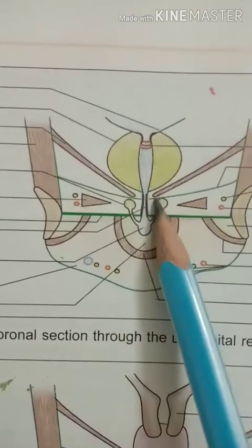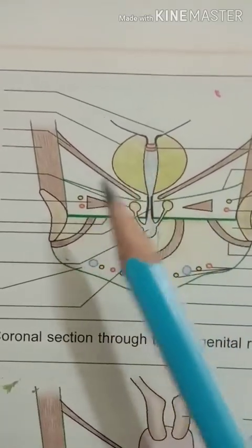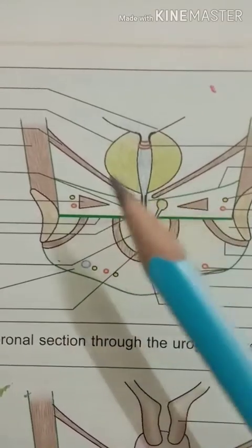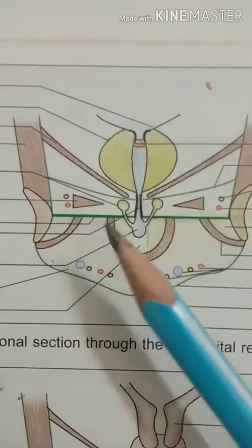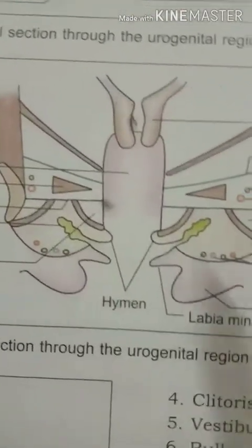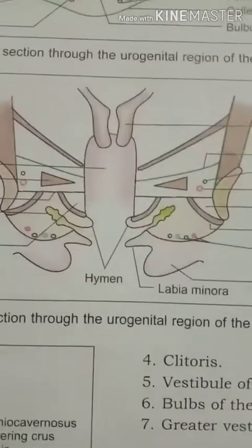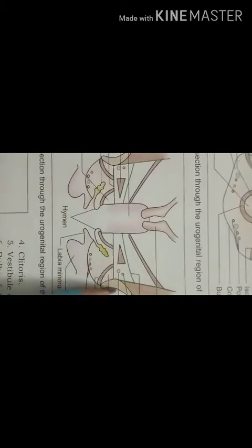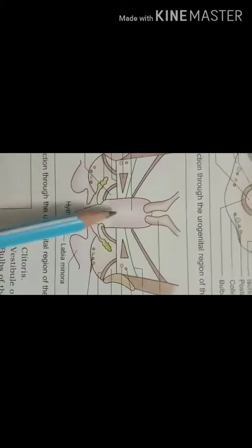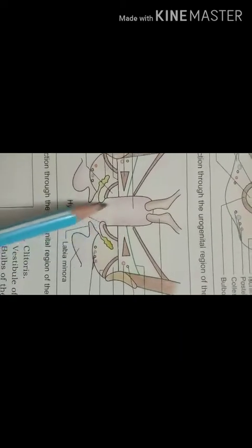So the perineal membrane is pierced by the urethra in the male and by the urethra and vagina in the female. In another diagram, in the female, you can see the perineal membrane pierced by the urethra, and this is the vagina.